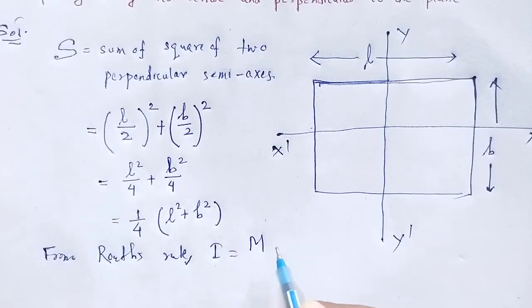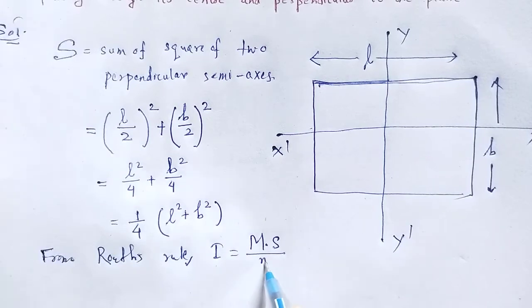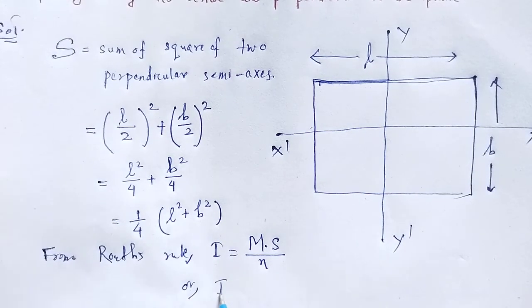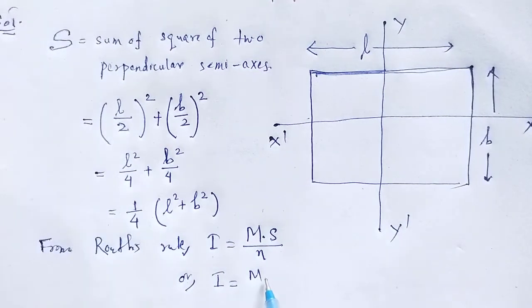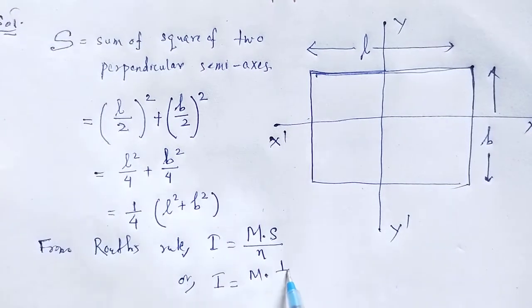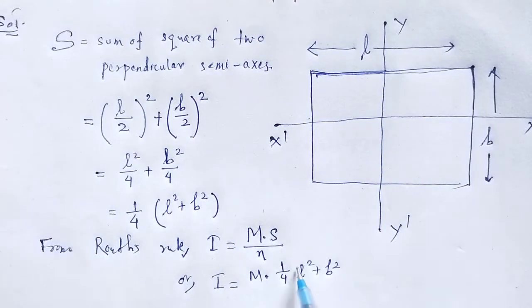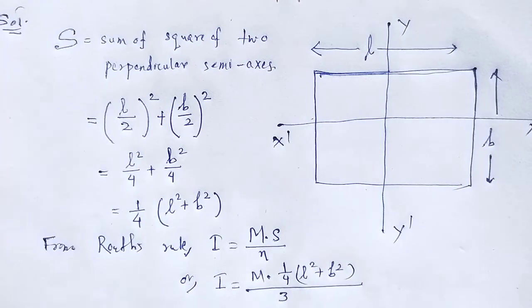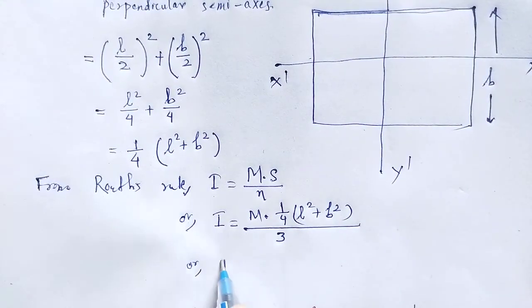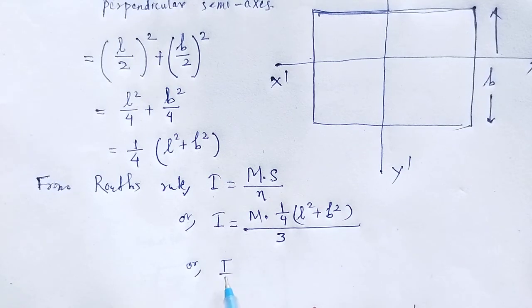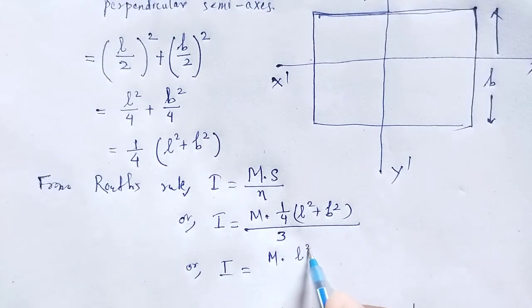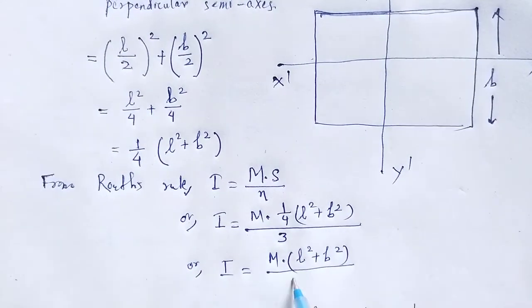moment of inertia is equal to M into S divided by N, or I is equal to M into S, that is 1 by 4 (L square plus B square) divided by N. For a rectangular lamina N is 3, that is the moment of inertia of a rectangular lamina about an axis passing through the center and perpendicular to the plane is given by M into (L square plus B square) divided by 12.